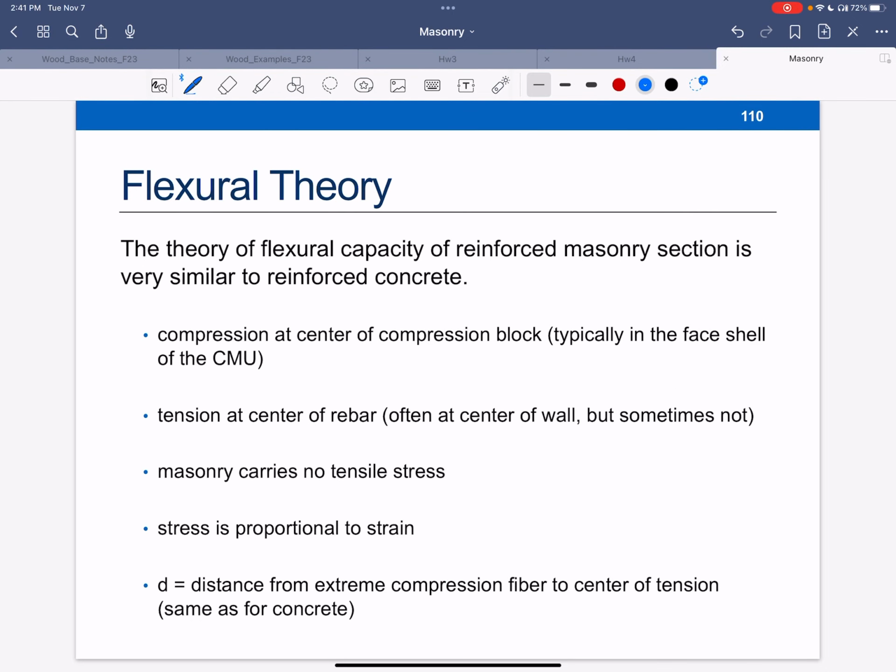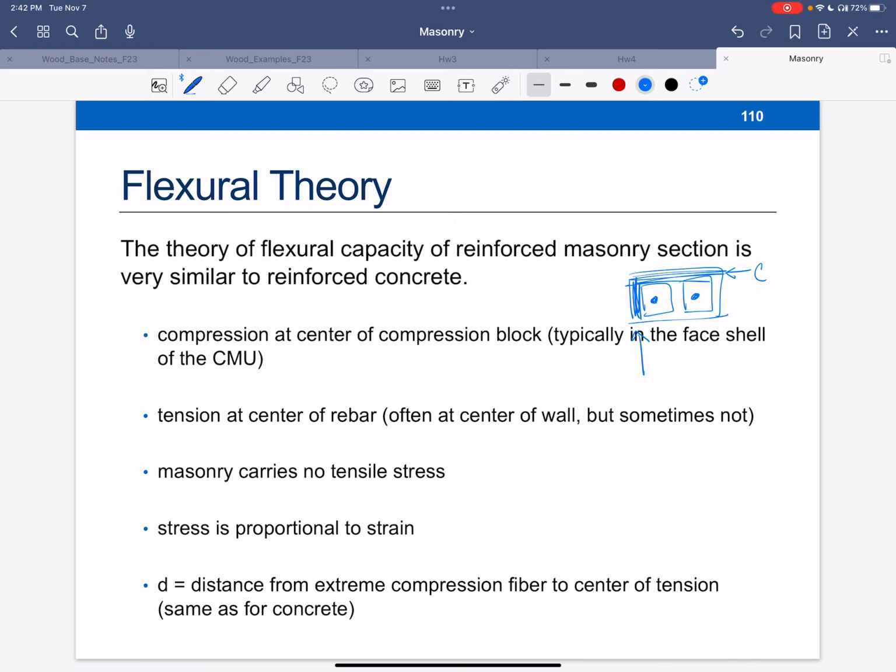Similar flexural theory compared to reinforced concrete. Compression is at the center of the compression block. In the CMU, that's typically in the face of the shell, right? So if I look at this, the face of the shell is here, and right in the center would be the compression piece. It depends on which way this is oriented. It could be this way, right? Tension is at the center of the rebar. Typically, that's at the center of the wall.